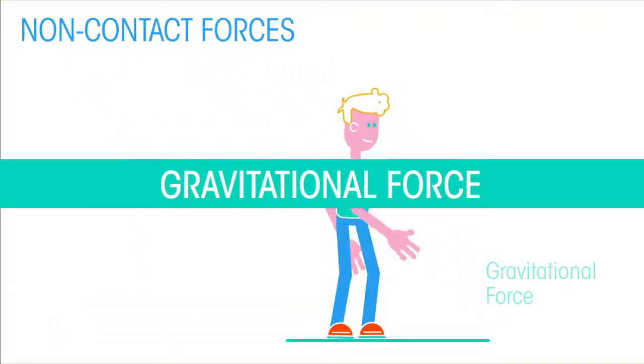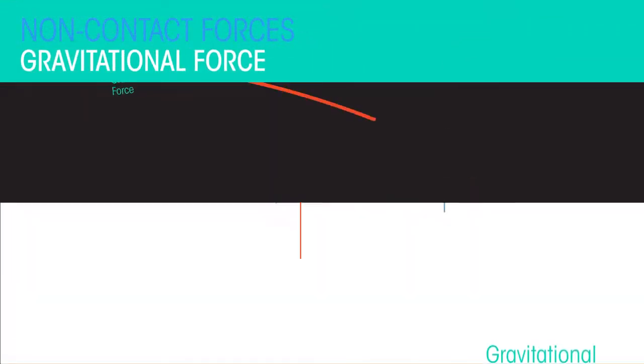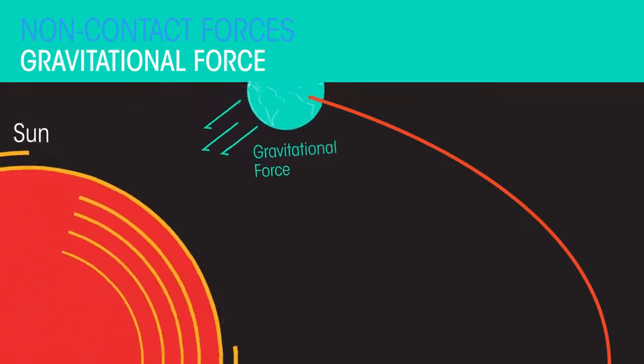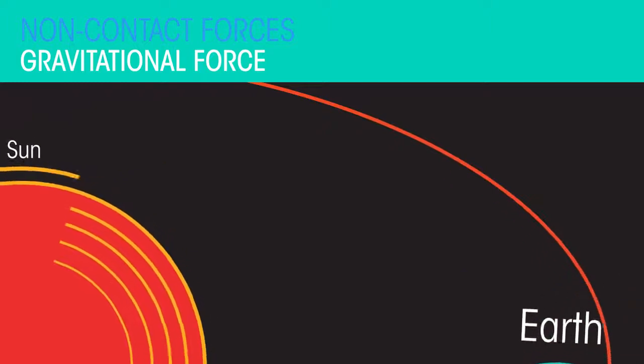Non-contact forces act on an object whilst physically separated. Gravity is the force that attracts a body towards the centre of the Earth, or towards any other physical body having mass. Having mass just means it's made of matter or stuff.